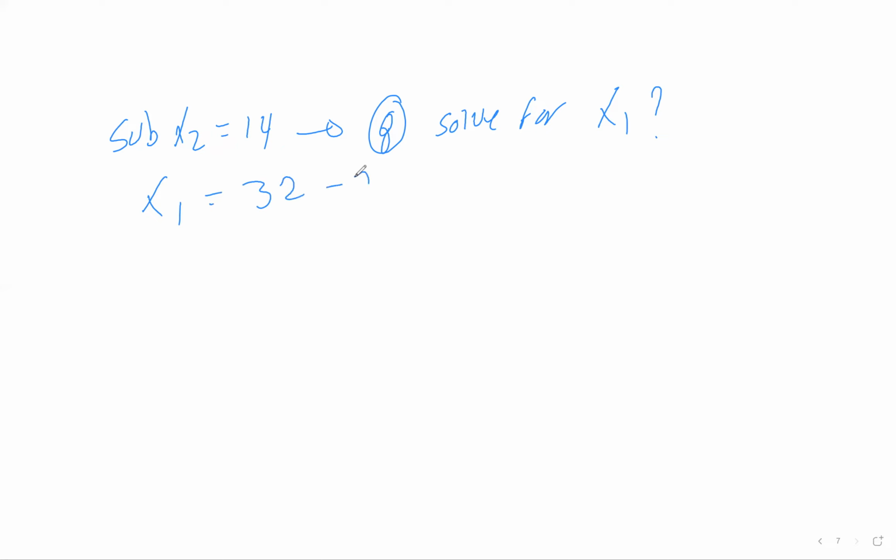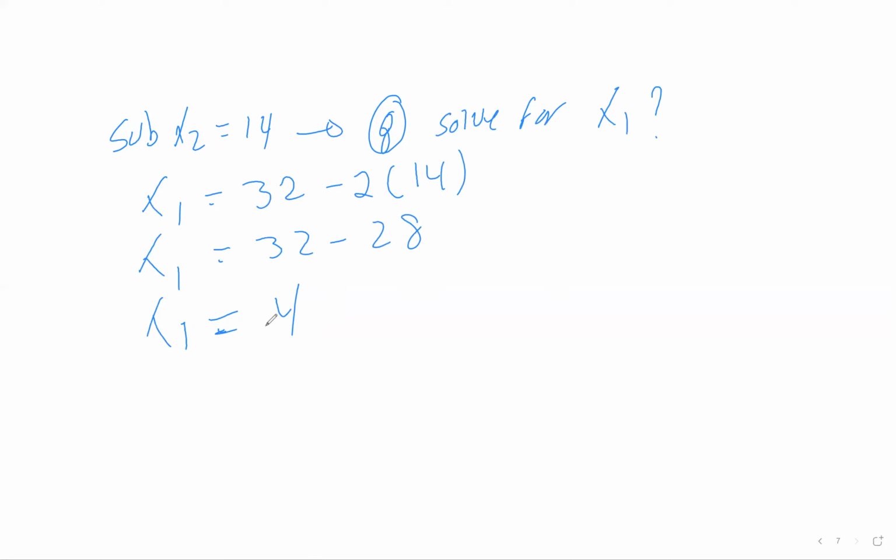Now sub lambda 2 is equal to 14 into equation 8 to solve for lambda 1. Therefore, lambda 1 is equal to 32 minus 2 times 14. Lambda 1 is equal to 32 minus 28. That becomes 4.